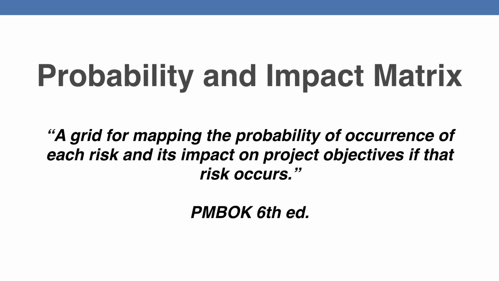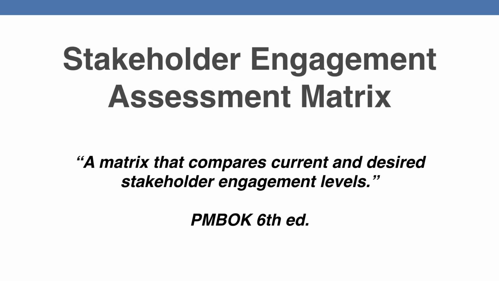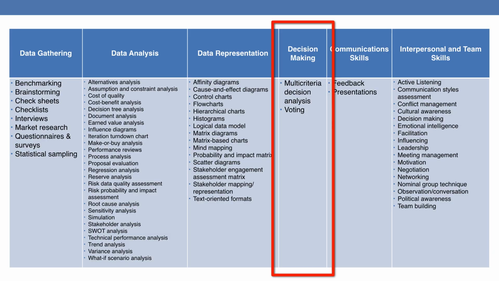A probability and impact matrix is a grid for mapping the probability of occurrence of each risk and its impact on project objectives if that risk occurs. The Stakeholder Engagement Assessment Matrix is a matrix that compares the current and desired stakeholder engagement levels. So here again is a recap of all of the data representation tools and techniques. As you can see, they are graphical in nature because they're representing the data that you're trying to convey.